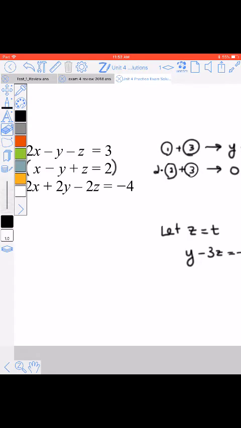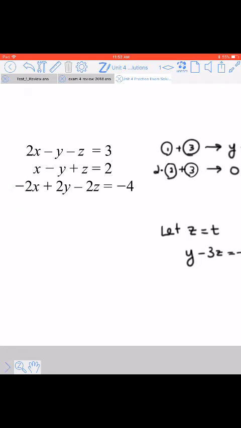So if I take this middle equation, for example, and write it here, I can write this as x minus, and instead of y, I can write the expression for y, which is 3t minus 1. And then here, instead of plus z, I can write that as plus t, and that equals 2. And then simplify.